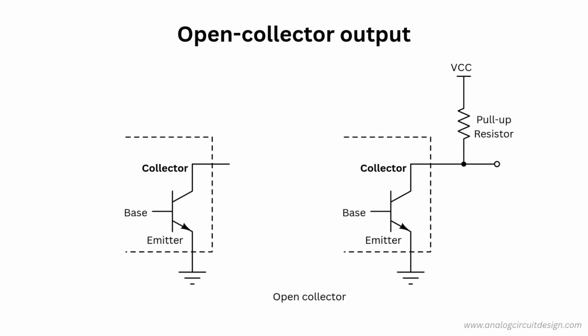Open collector refers to a BJT-based output where the output transistor's collector is left open and comes out as a pin. The emitter is connected to lowest potential. It requires an external pull-up resistor to create a logic high. This configuration allows multiple outputs to share a single line without drawing huge current from VCC. We will use open collector outputs to create a window comparator.